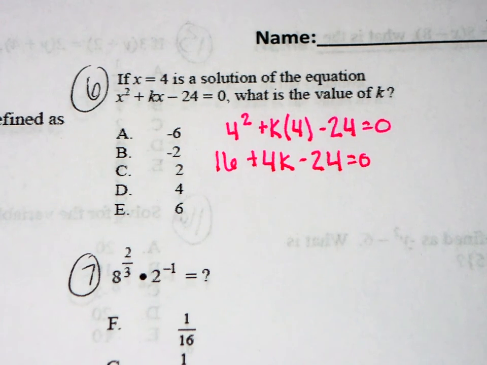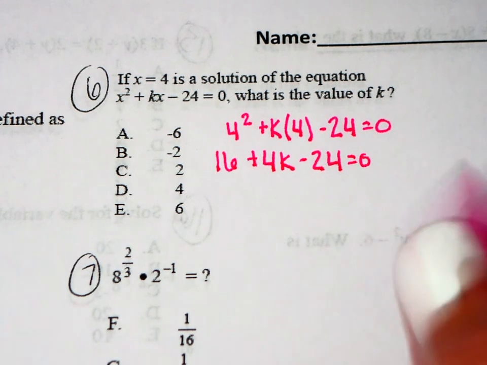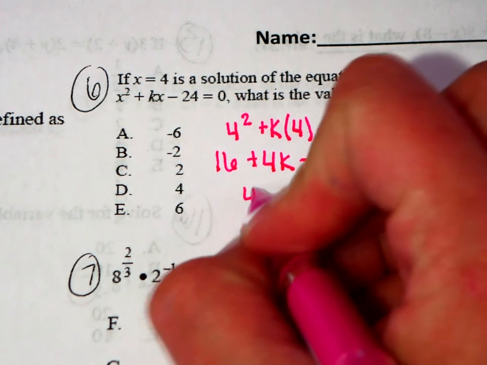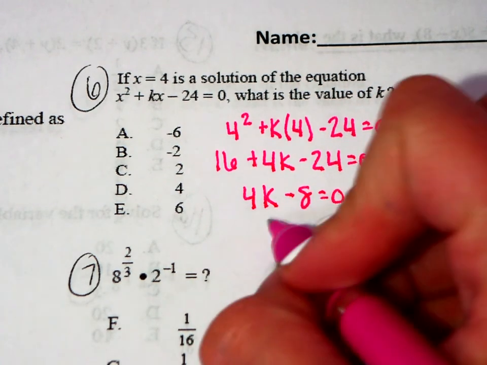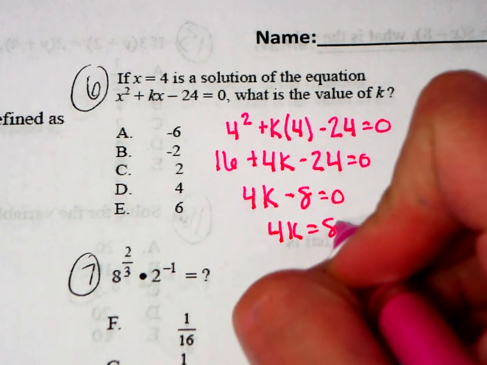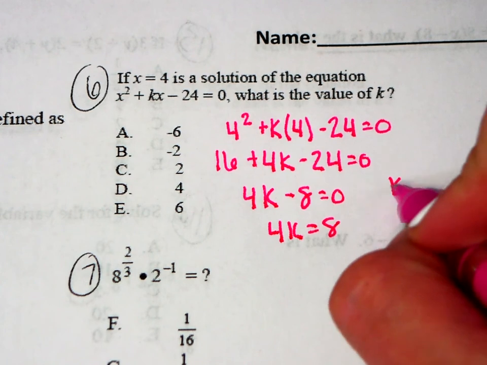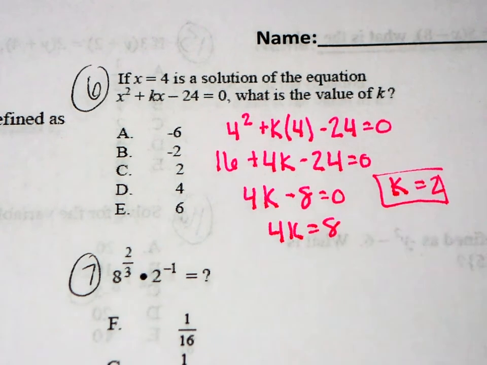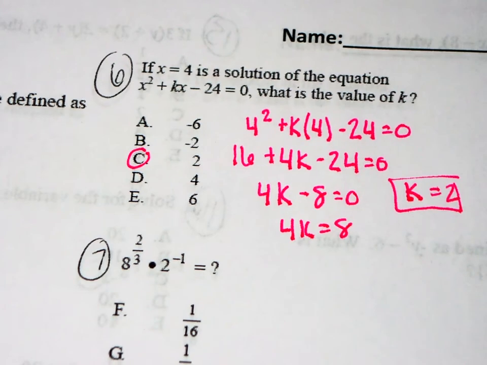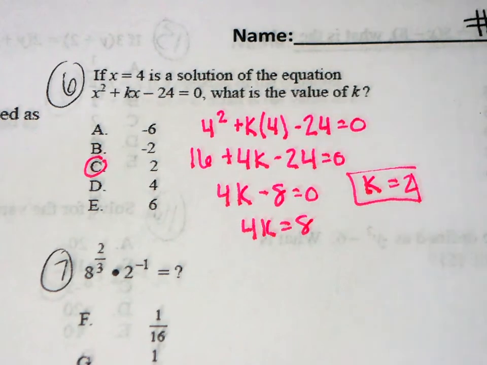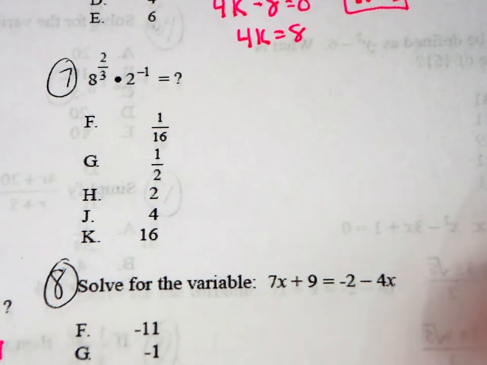And our goal is just to solve for k. So 16 minus 24 is negative 8. So I get 4k minus 8 equals 0. I'll add 8 and I'll get 4k equals 8, dividing by 4. My k value is 2, which is option C. So just be mindful, it looks like a factoring problem, but once you substitute, it's actually a very simple algebra question.